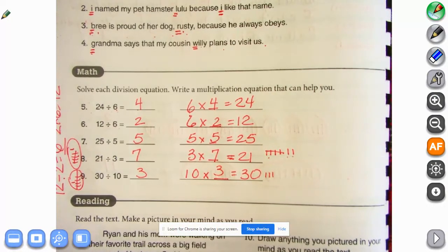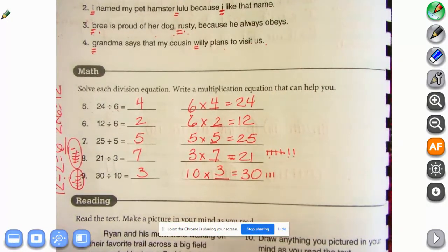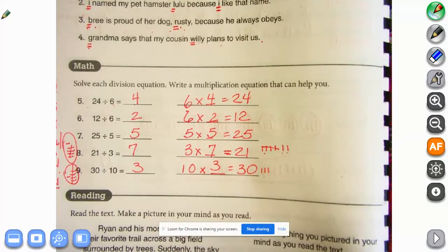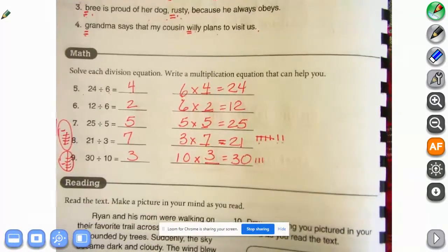Okay. You may have drawn pictures and things like that. That's just fine. Make sure you check your answers to make sure they're correct. All right, press pause if you need to, because I'm going to move down to the story.